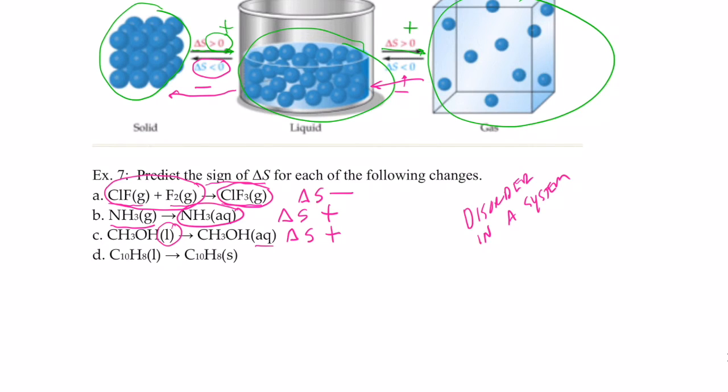Here we're going from C10H8 in the liquid phase. So we have something like this right here, and we're going to C10H8 in the solid phase. So we're going from a liquid to a solid. Well, it looks like the solid's much more ordered, doesn't it? So the degree of disorder in the system is decreasing in letter D.